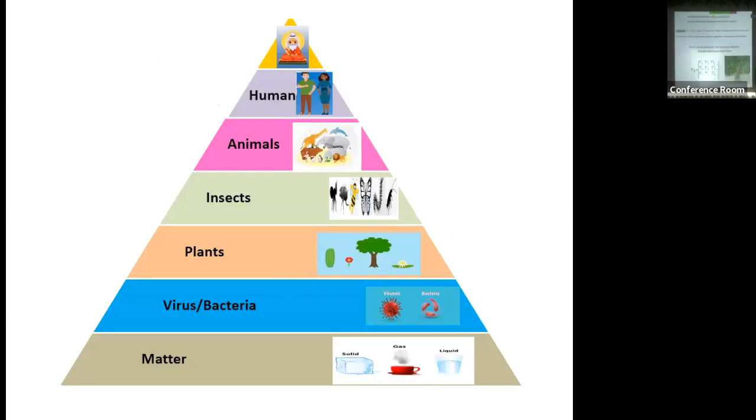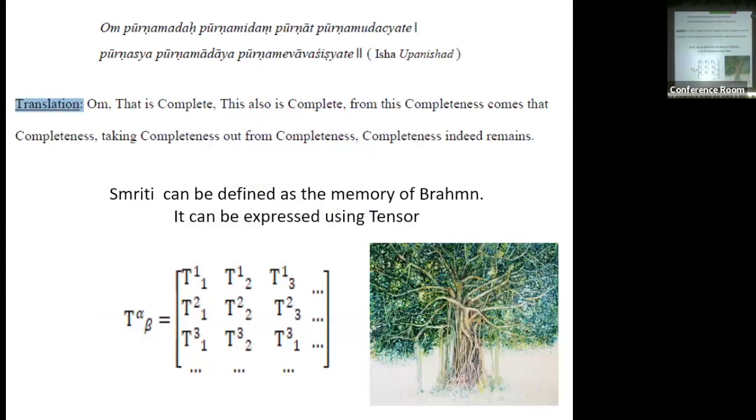Now, one thing is proved: that there are different levels of consciousness. Now, this is one of the very fundamental and important shloks from the Isha Upanishad, Om Purnamadah Purnamidam. So the translation is: Om, that is complete. This also is complete. From that completeness comes this completeness. Taking completeness out from completeness, completeness indeed remains. It means we all are coming from the same Brahman, so we are complete, because we are from the Brahman. There's no doubt.